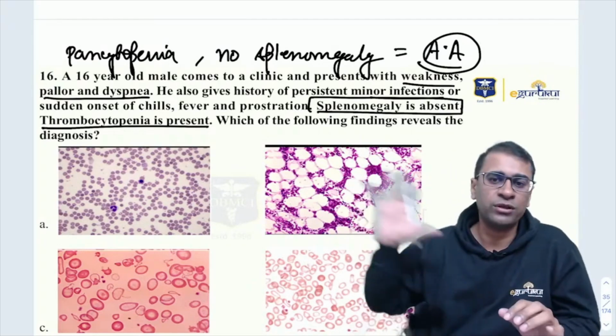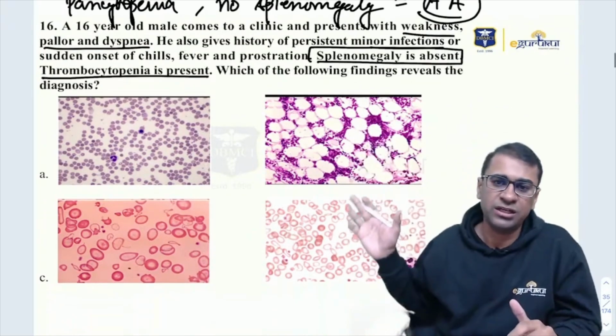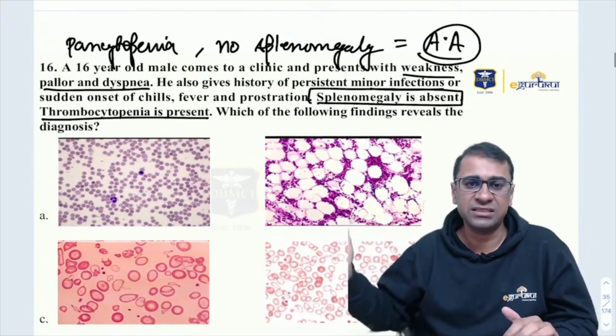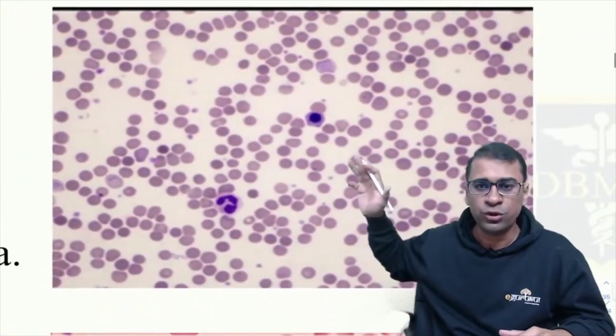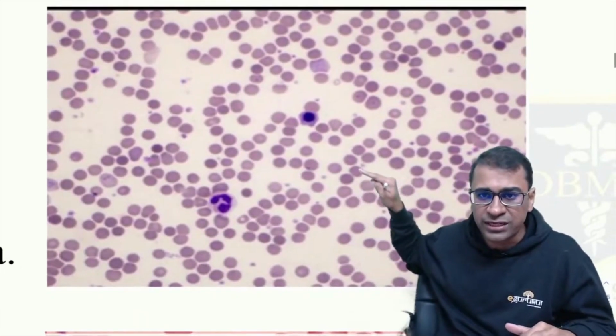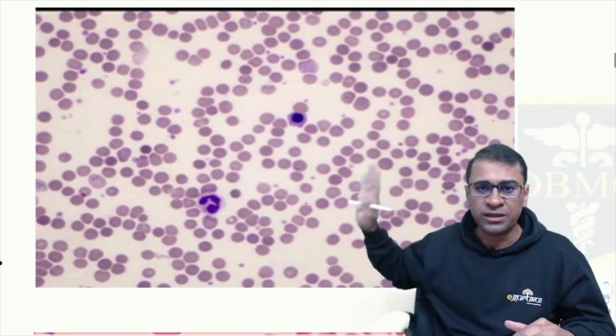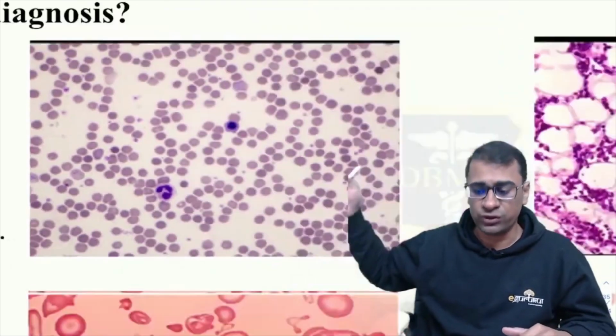Now suppose you don't know about these images. At least look at the image. Which of these images looks to be a case of aplastic anemia? Look at the first image. It's showing you what? These all are spherocytes. This cannot be the answer because it's showing you spherocytes.